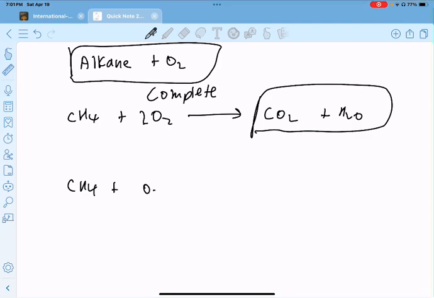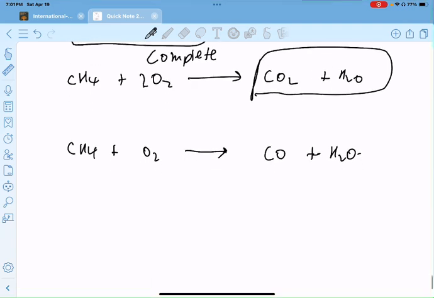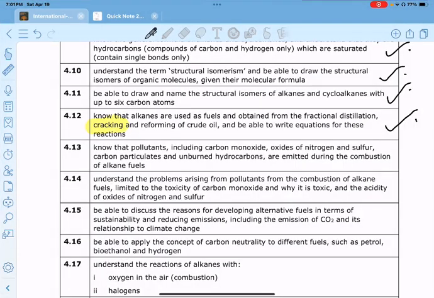CH4 plus O2 gives you carbon monoxide plus water, H2O. Now, with this, as you can see, it's incomplete combustion because you don't completely burn the hydrocarbon, so you're left with carbon monoxide instead of carbon dioxide. Okay, this is a toxic gas, so you do this in a fume chamber. Anytime you're given a toxic gas, do it in a fume chamber. Anyways, let's move on. Then you balance this equation. But yeah, that is about that.